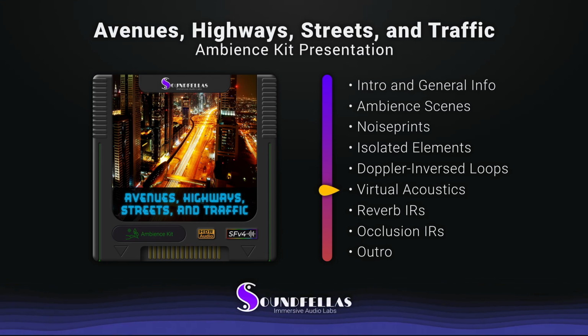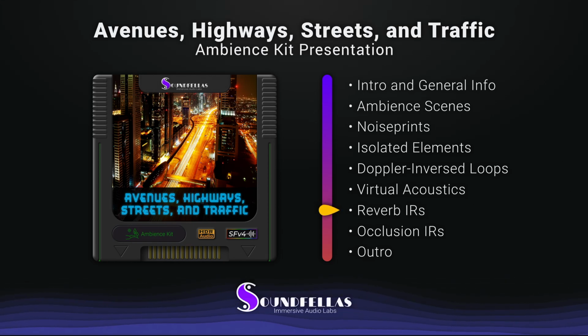It's worth noting that by using the noise prints together with the isolated elements you heard in the previous two parts of this presentation, you can create new ambiences of your own. But to combine various sounds in a consistent and believable way, you need acoustics, which brings us to the next parts of the library. Impulse responses that simulate reverb and occlusion.